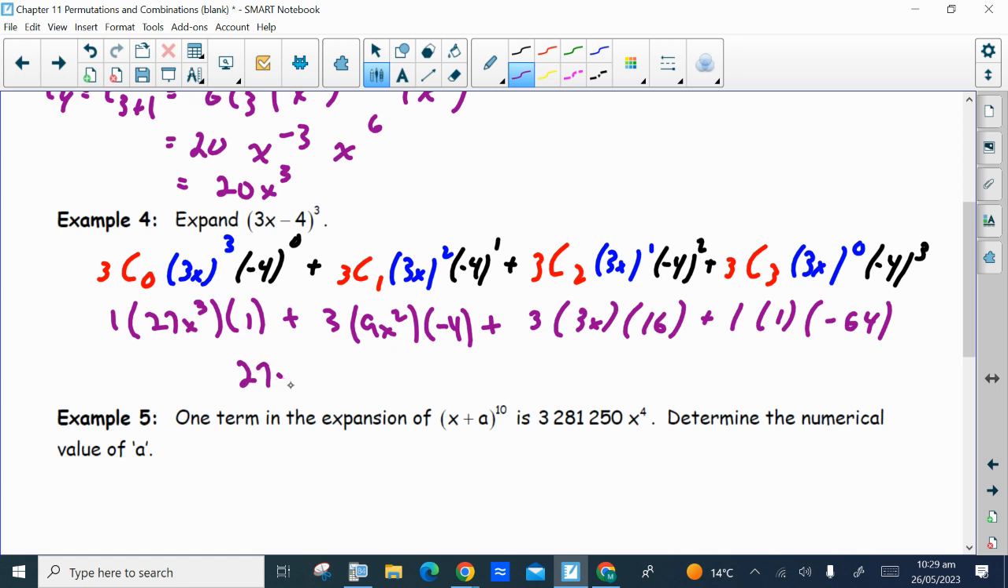So we're going to have 27x cubed. 3 times 9 is 27, times negative 4 is negative 108, x squared. 3 times 3 is 9, times 16 is positive 144, x. And 1 times negative 64 is minus 64. So there's the expansion.